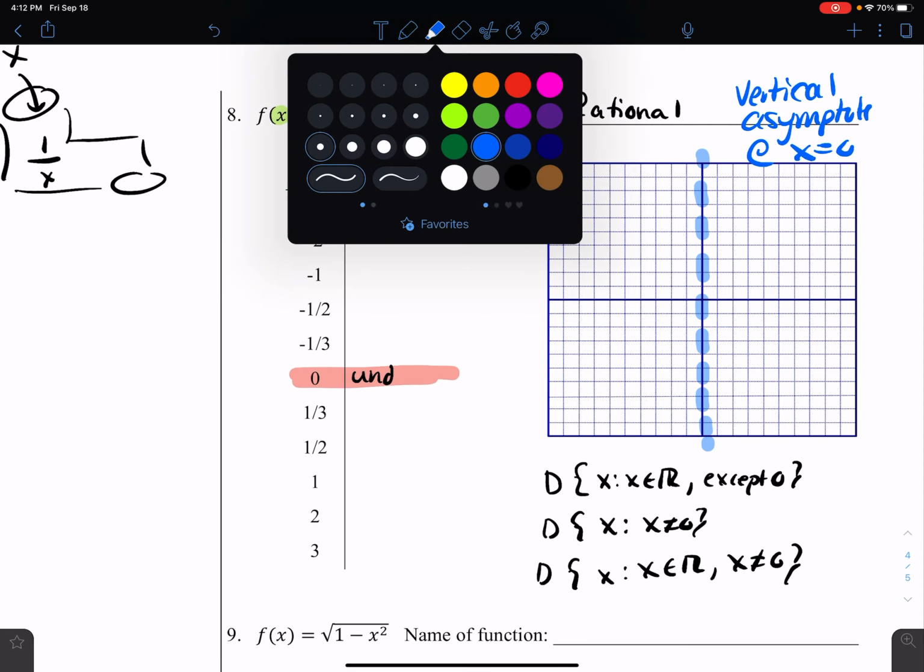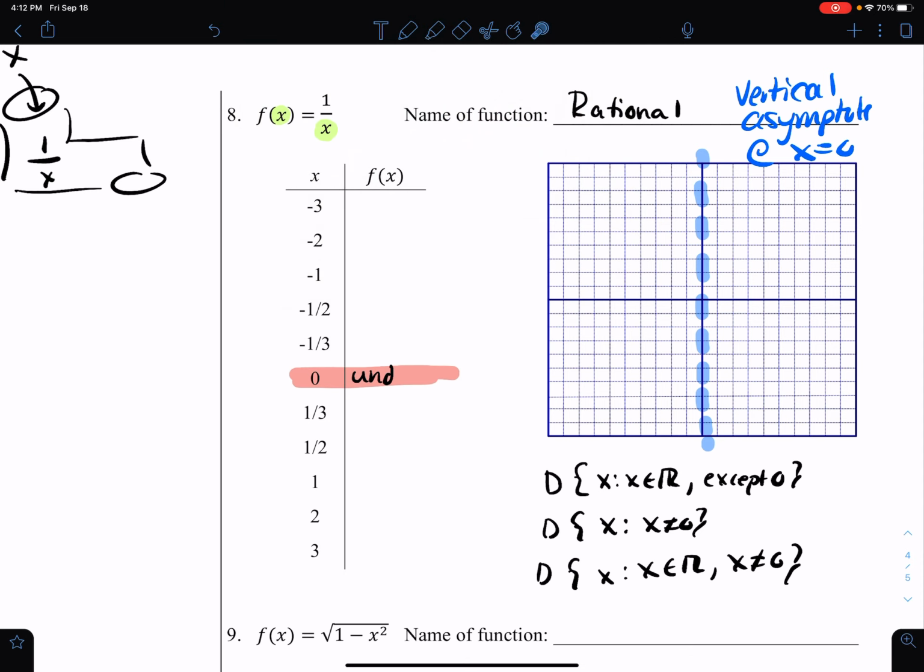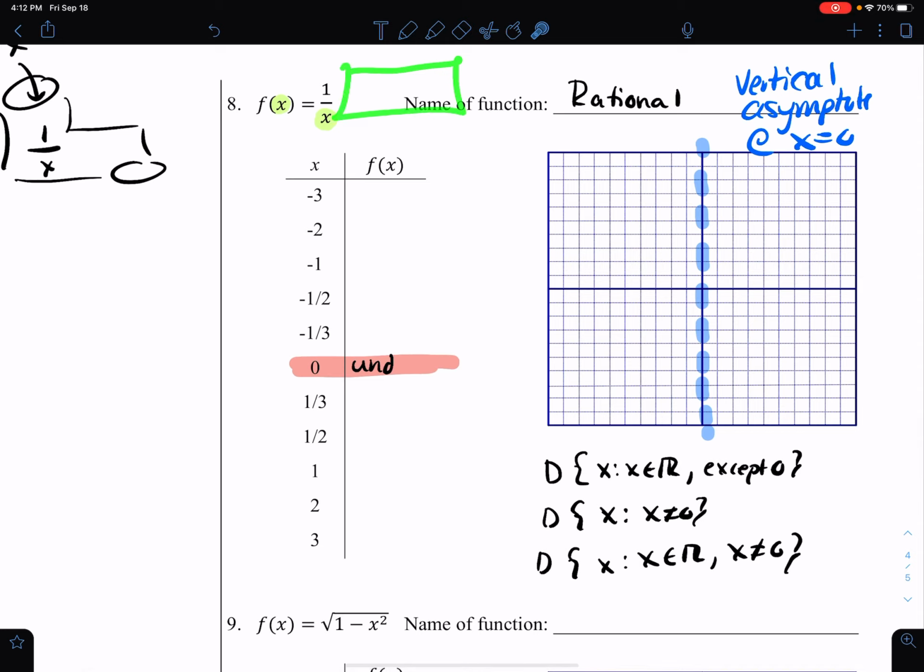But then we also thought about our horizontal asymptote. We imagined the y value, or the output, just being 1 divided by a number. So we thought about, let's start with 1 candy bar. If I took 1 candy bar and divided it amongst one person, I get that 1 candy bar. If I split it amongst 2 people, everybody gets half. If I split it amongst 3, everybody gets a third.